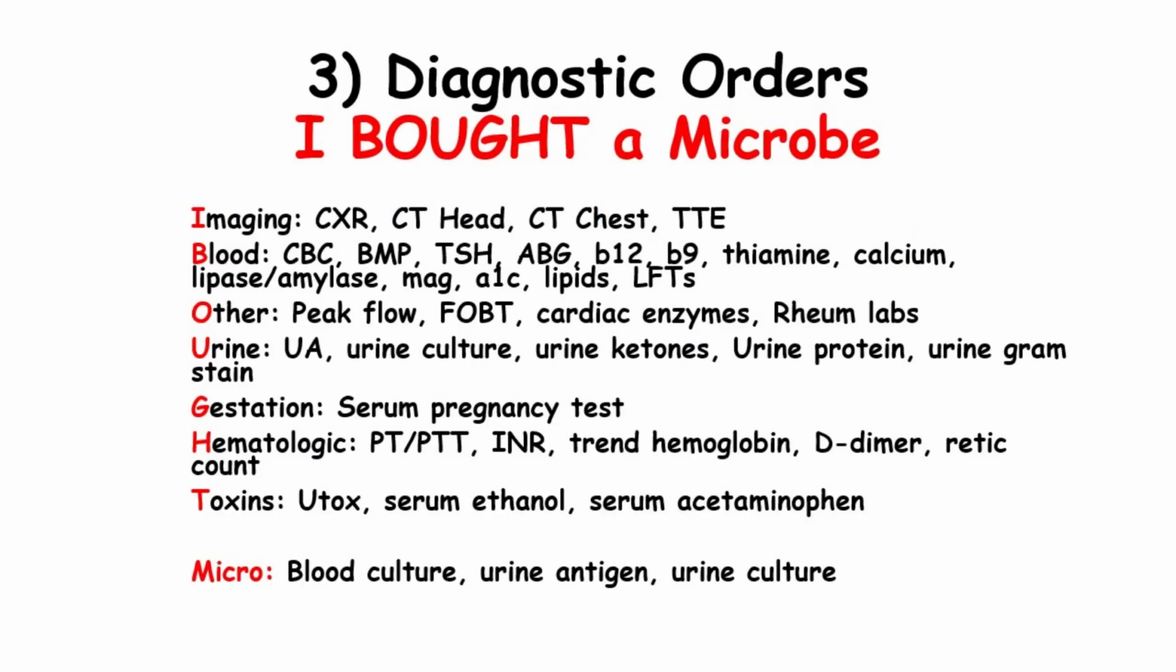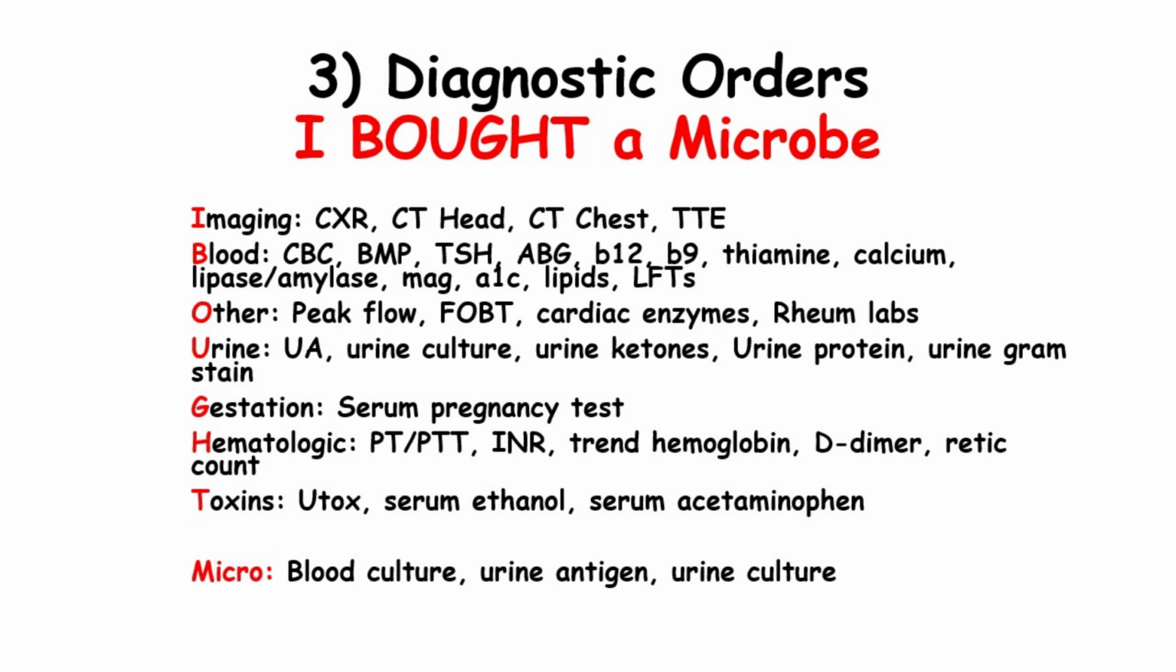This stands for I, which is imaging. That'll be your standard imaging test for the scenario, like a CT head, chest x-ray, chest abdomen pelvis, echocardiogram, things like that. B stands for blood, which will be the majority of your labs and serum tests. O for other, the main other labs being cardiac enzymes and room labs, depending on the scenario. With O, I always stop and think, what additional labs might be helpful for this scenario?